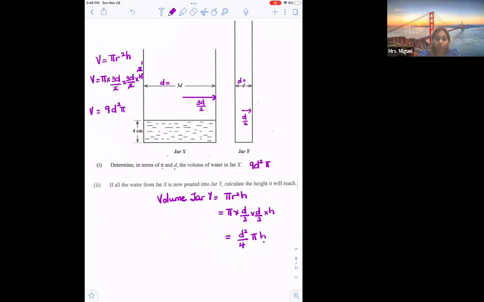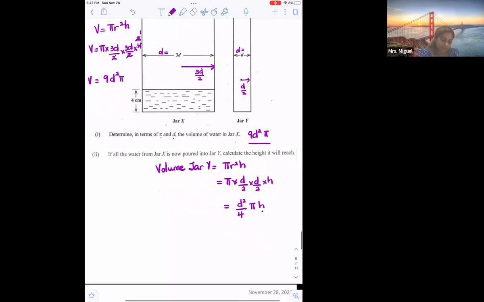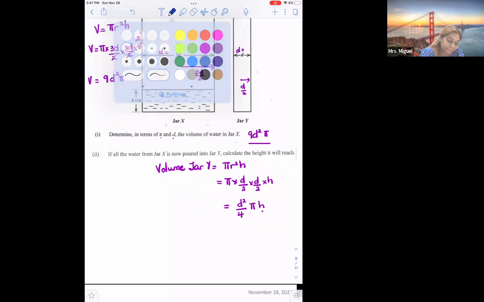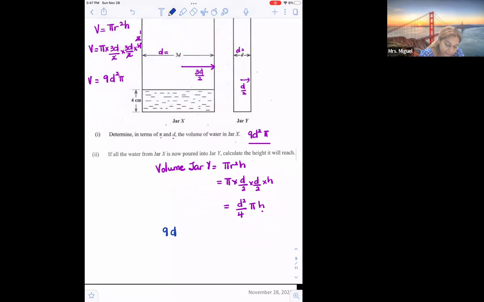How much is this volume? Well, the volume is equal to this volume here because I've taken the contents of this and I've poured it into this slim bottle. So I've taken the volume, the capacity, and I'm pouring it here. So this is 9d squared pi is equal to d squared over 4 pi h.